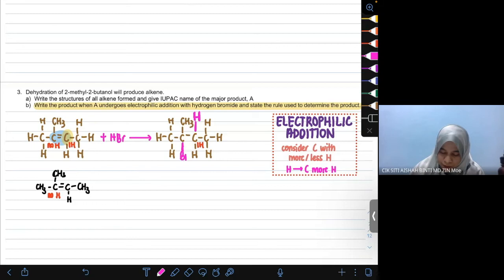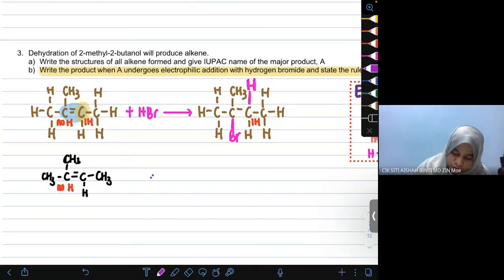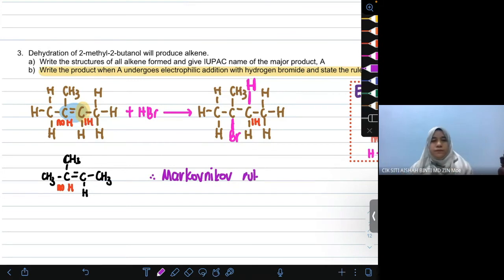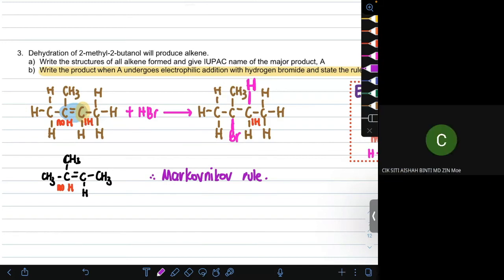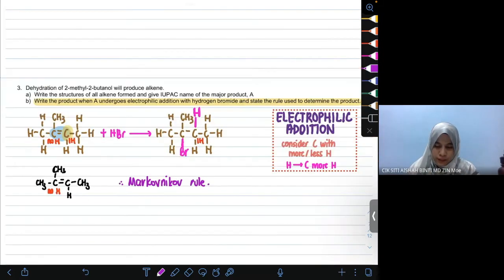Tapi belum lagi habis soalan ni. The question wants to state the rule used to determine the product. Okay, so for this reaction, it will follow Markovnikov rule. Nama reaction lain, Markovnikov rule. So kalau addition dia Markovnikov, kalau elimination dia adalah Saytzeff's rule. So that is actually for the reaction.